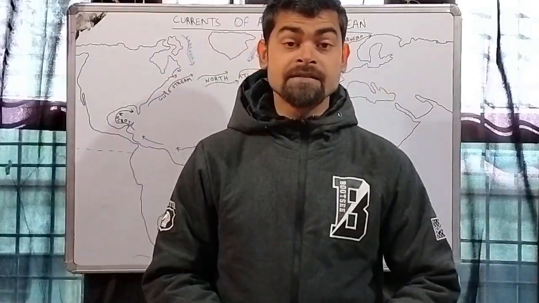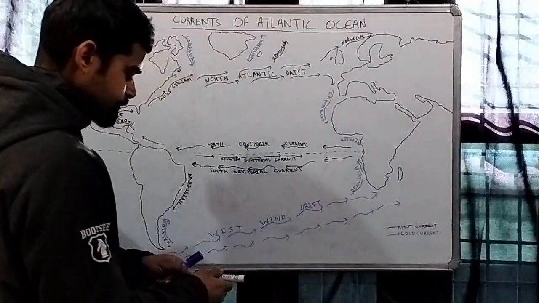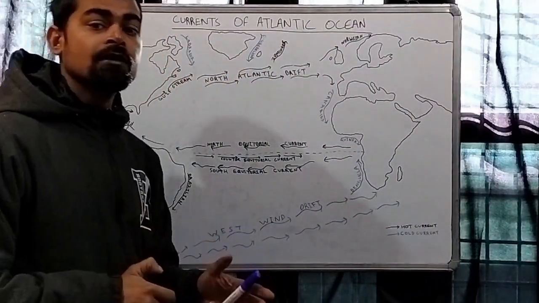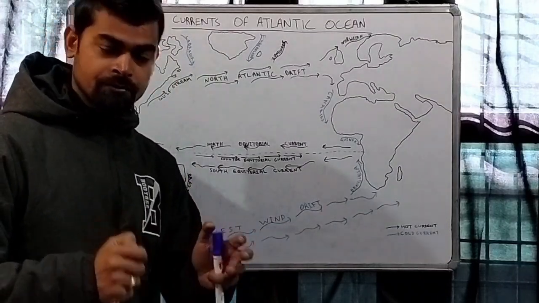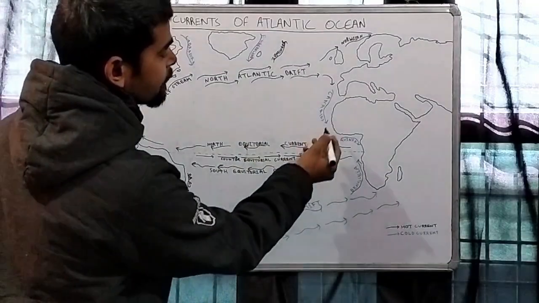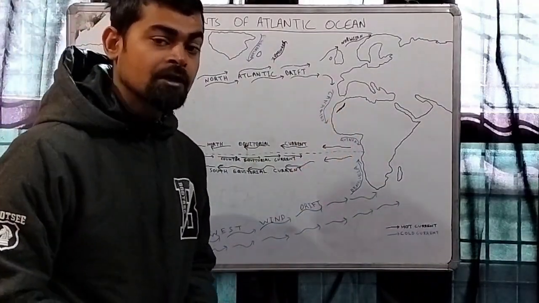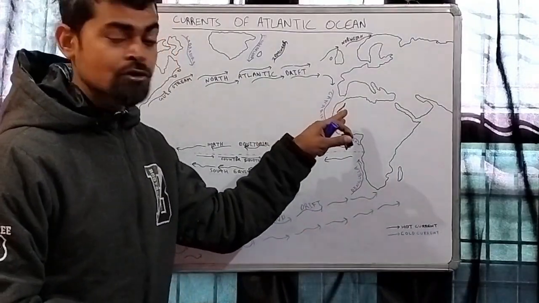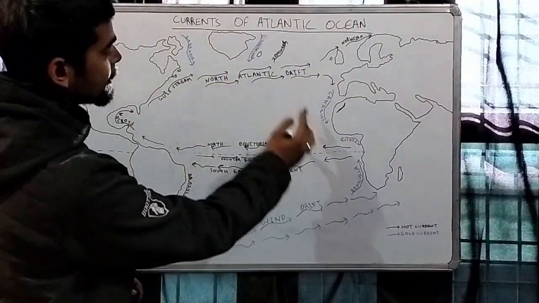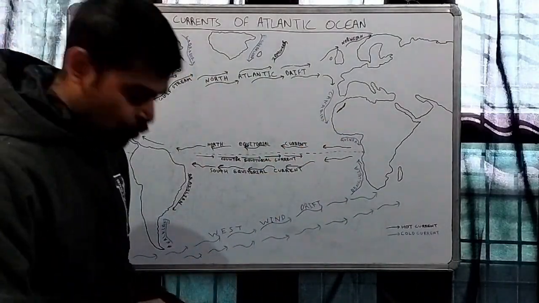So let us study the currents of the Atlantic Ocean. As we know, the Atlantic Ocean is the world's second largest ocean body on our planet Earth. It is named after the Atlas Parvat, that is the Atlas mountain located in the northwest of the African continent. So the ocean water body is named after this Atlas mountain, that is, the Atlantic Ocean.